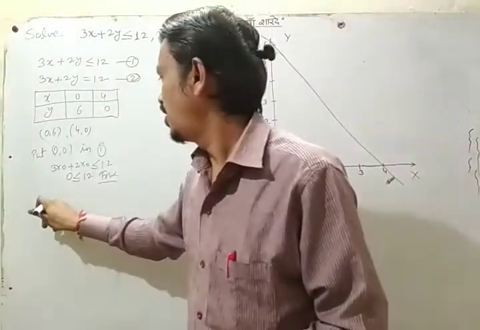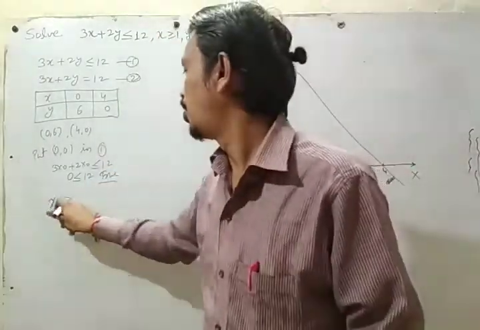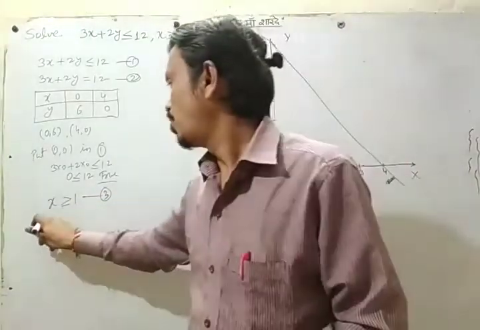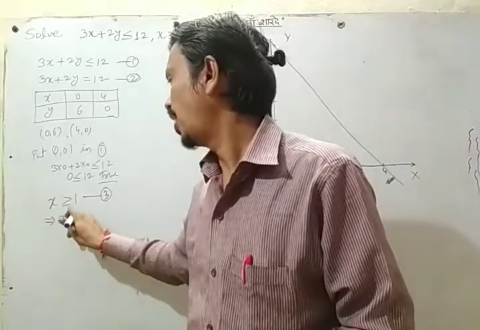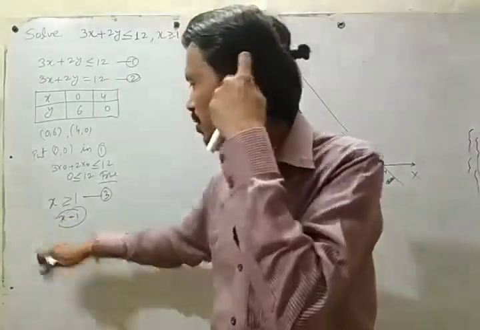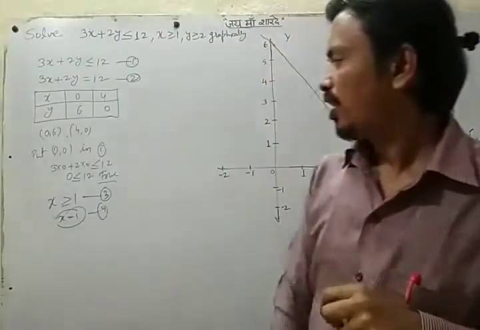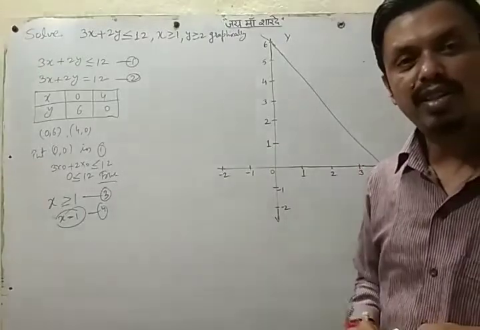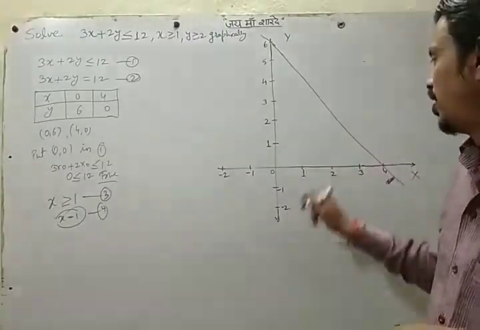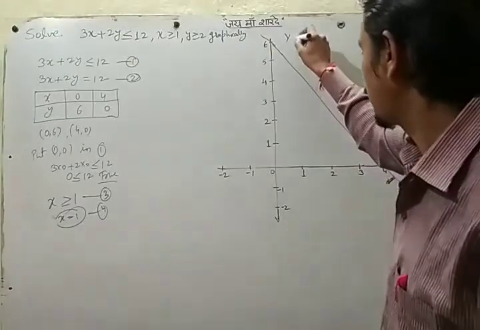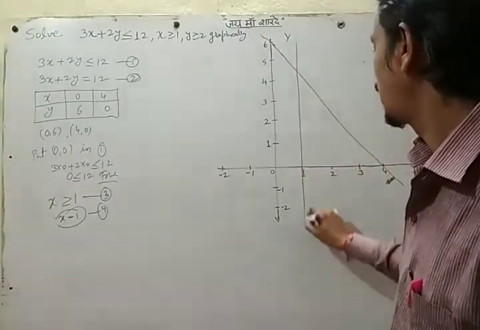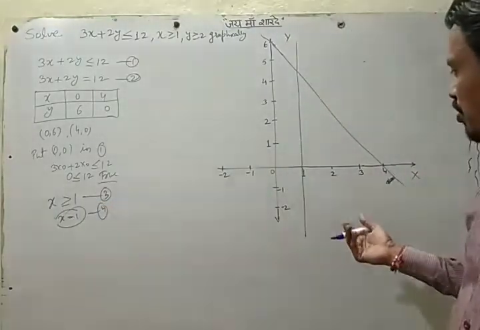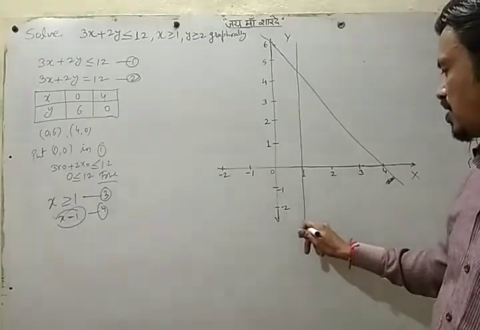Now for the second, x is more than or equal to 1. This is our inequation. Its corresponding equation will be x equal to 1. Here y is absent, which means this line is parallel to the y axis. So this is our line x equal to 1. Now x is more than 1, so where is x more than 1? This side. So its graph is this side.